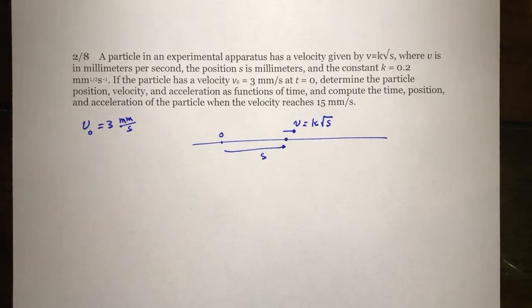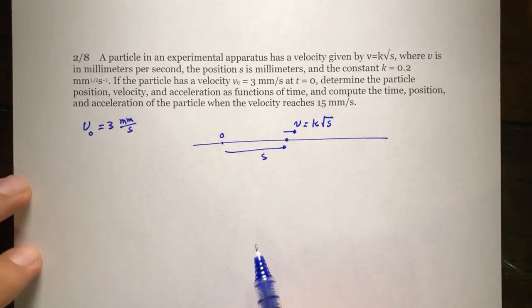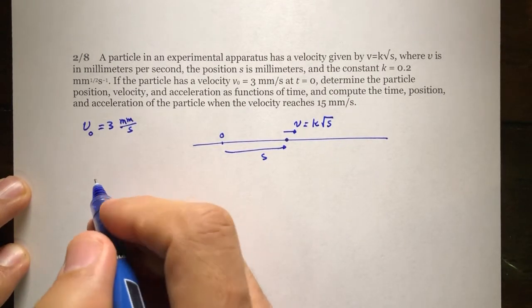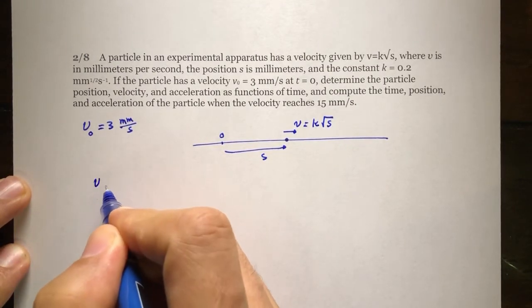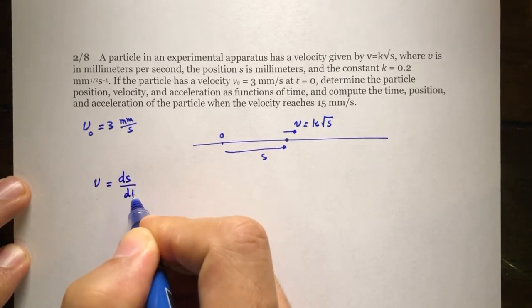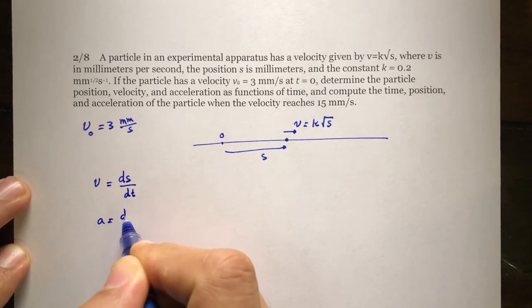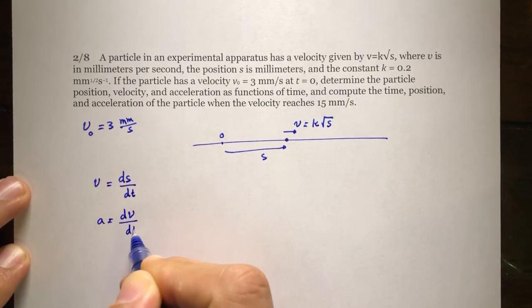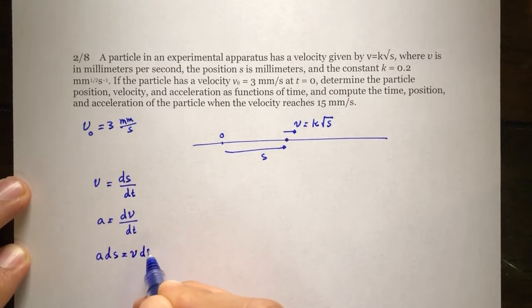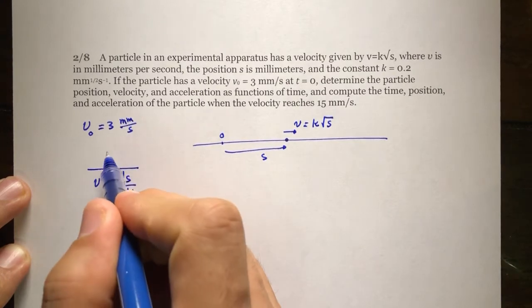So first of all, just to remind you, we had two types of equations. General equations, which I'm gonna list here. The general equations were this: velocity is equal to ds dt. Acceleration is dv dt. And the time independent equation is a ds is equal to v dv. So these are general equations.